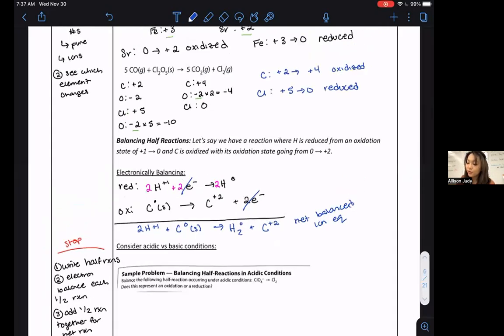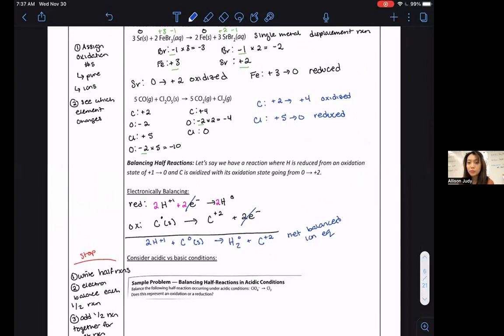But that's kind of our review. If you feel a little bit unsure about your redox rules, there are plenty of practice problems in the workbook on the first page to help remind you how to do reduction and oxidation assignment. So best of luck.